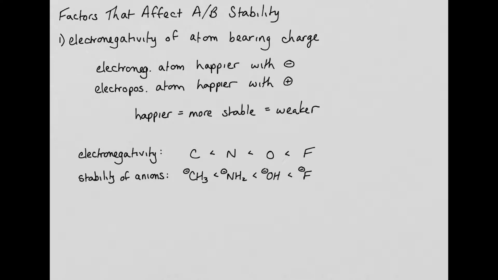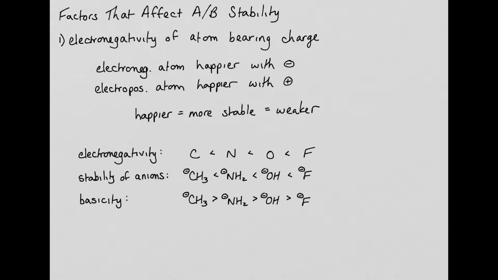The basicity of these different bases then follows the opposite trend. The least stable anion, CH3-, will be the strongest base, followed by NH2-, then OH-, and finally F-, which is the most stable anion and therefore the weakest base.